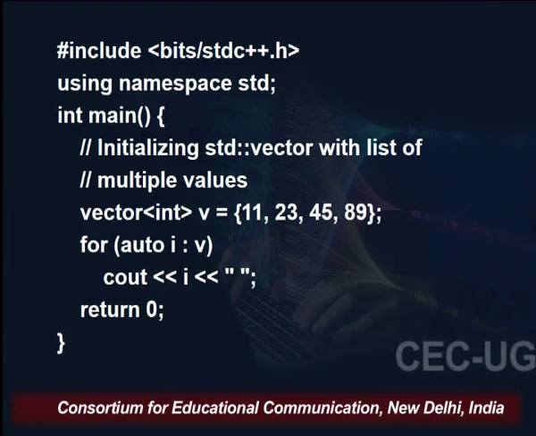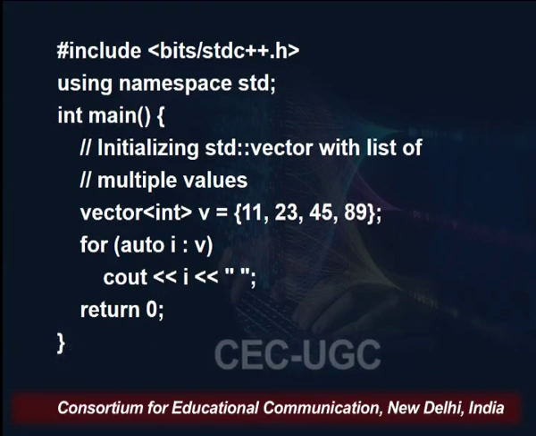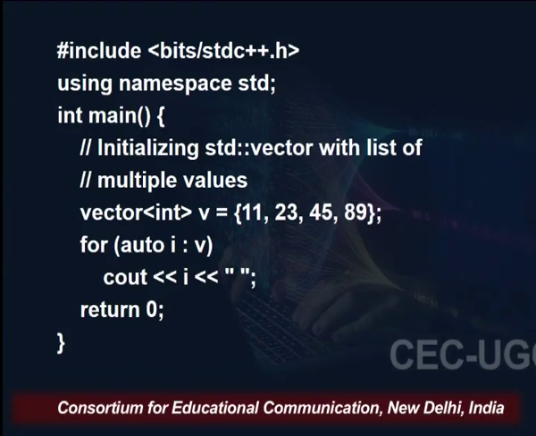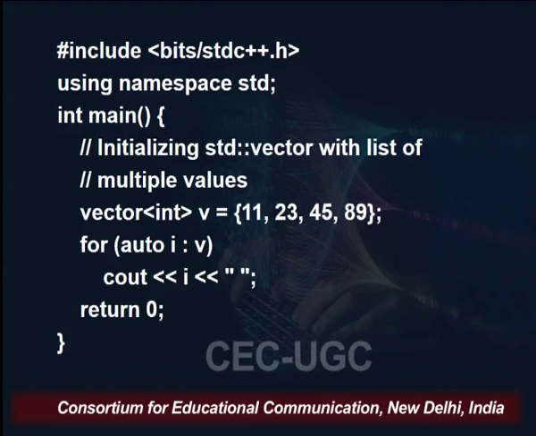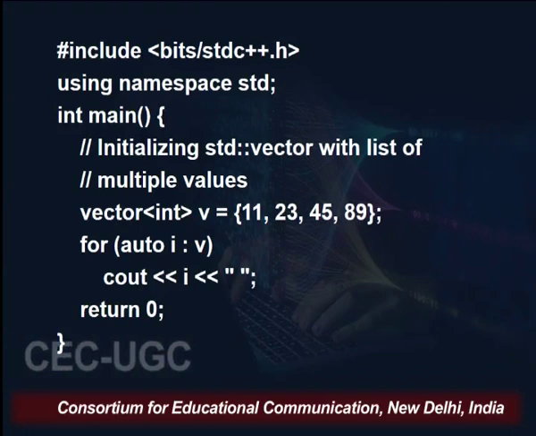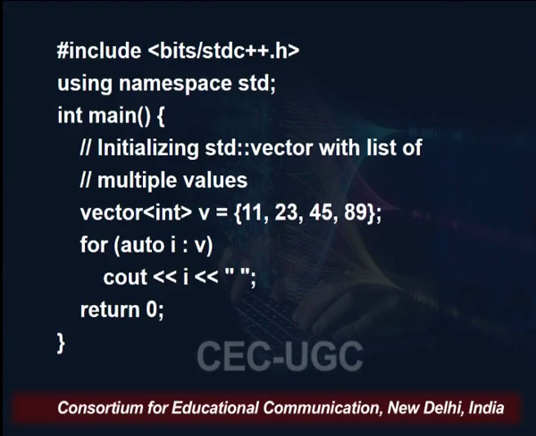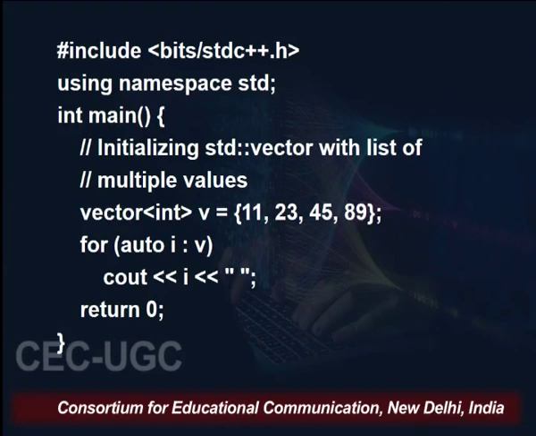So i is basically going to take one element of v at a time, and it will print, and then finally return 0. When you execute this program, you are going to get the list of the elements which you have provided, which is 11, 23, 45 and 89. So this is the first way of initializing the vector with the help of an initializer list, which is a list of multiple values.